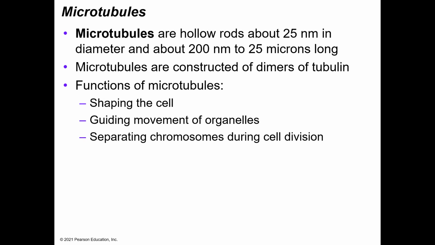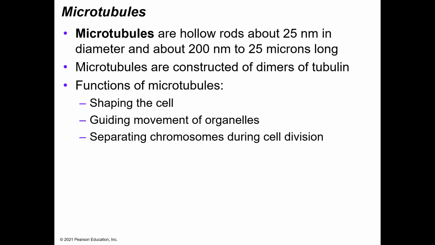Those numbers don't really mean anything if you don't understand how big a nanometer is, but they can span a portion of the cell, or they can span quite huge long distances, like across the whole entire cell. Microtubules are constructed of dimers of tubulin, and tubulin is the protein that forms the tubes.